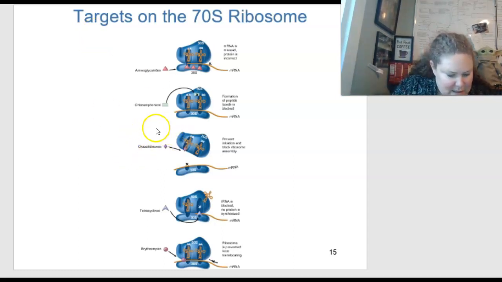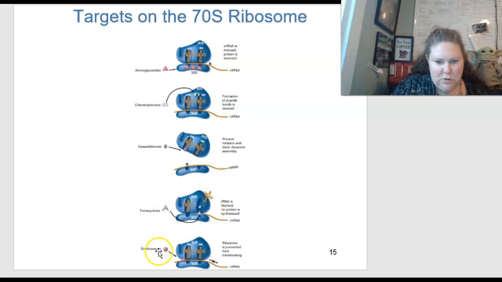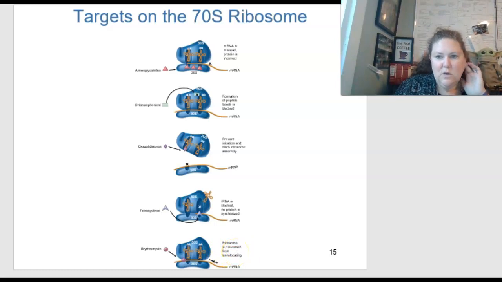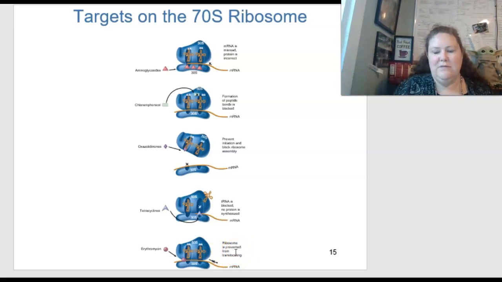All right, with these guys, these are your oxazolidinones. This is going to prevent initiation and therefore block ribosome assembly. So you can see nothing is coming out because we're not going to be able to get in and actually make a copy. Tetracyclines down here, this is where that little triangle Star Trek looking thing goes. This is where tRNA is blocked and no protein is going to be made. Okay, and then the last grouping is erythromycin, and that's this little purple ball there. Basically the ribosome is prevented from translocating. And so that would be where we're targeting on the 70S ribosome.